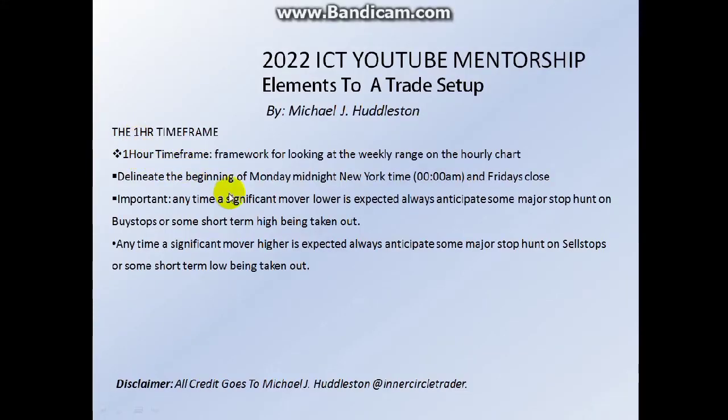Now the 1 hour time frame, we use this for time precision trading. It's more like a framework for looking at the weekly range on the hourly chart. What you want to do is delineate the beginning of Monday, midnight New York time. Wherever you are, your platform's time zone should be converted and in sync with New York time.